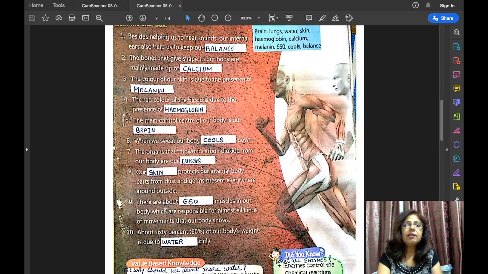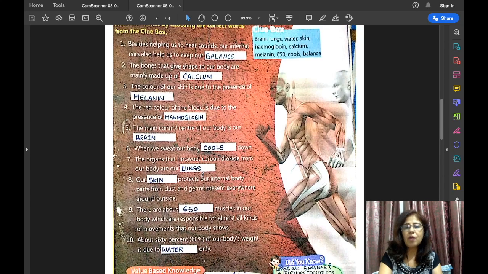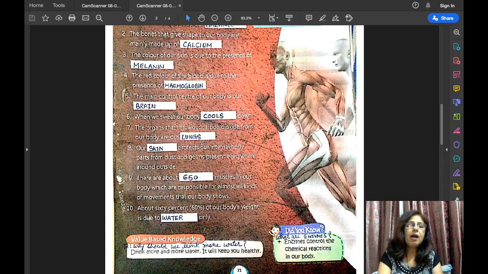Number 9, there are about 650 muscles in our body which are responsible for almost all kinds of movements that our body shows. So how do our body parts move? What helps our body to move? Muscles in our body help us to do movement. And how many muscles are there in our body? 650 muscles. Number 10, about 60% of our body's weight is due to water only.